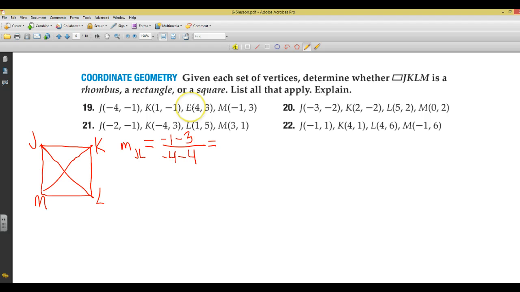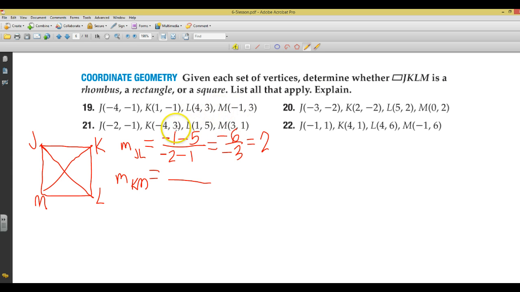Oh, I'm sorry, I was looking at the wrong one. Back up here. Okay, just to double check. So my slope of JL. So I need my change in y. So -1 and 5. And my change in x. So -2 minus 1. So my slope of JL is 2, and I also want my slope of KM.